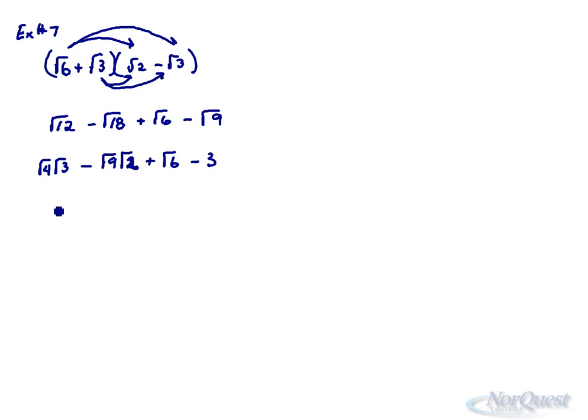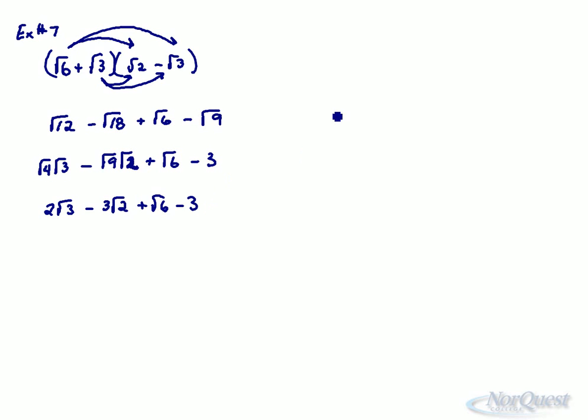This now turns out to be square root 4, which is 2 root 3, square root 9, which is 3 root 2, plus root 6, minus 3. There are no like terms at this stage. Root 3's and root 2's cannot be collected. Root 6's are not common with anything else. You cannot collect any of these like terms.